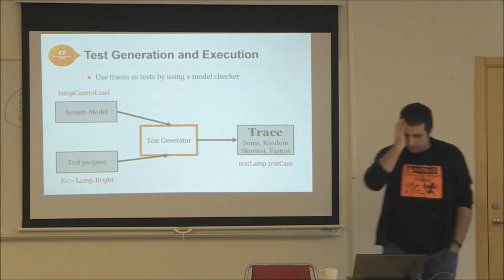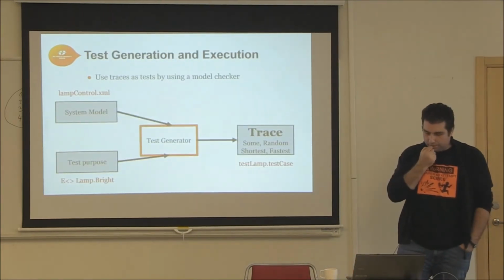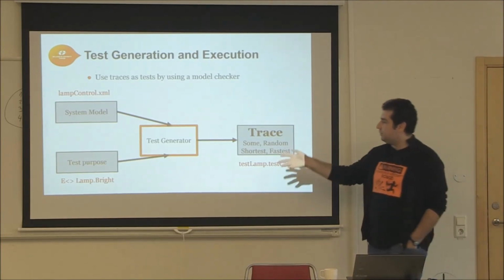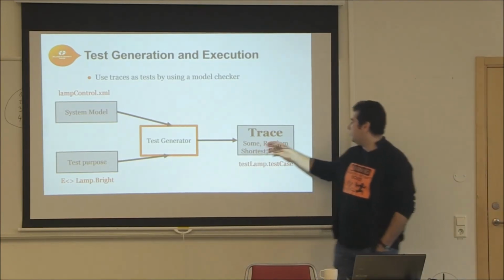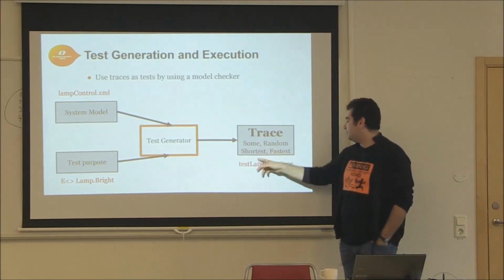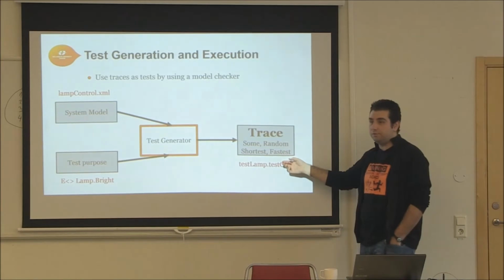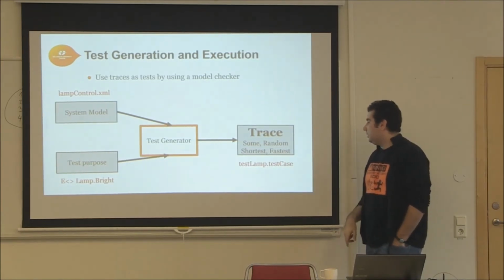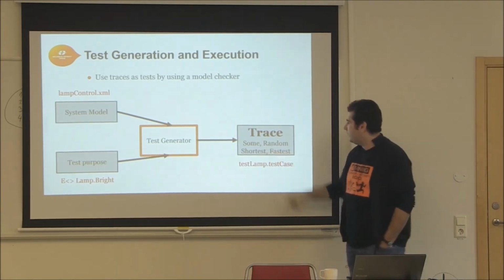And we use the system model and this test purpose with this test generator, and we generate a trace from the program, which can be random, shortest, or fastest. I showed you in the tool how I get the fastest.